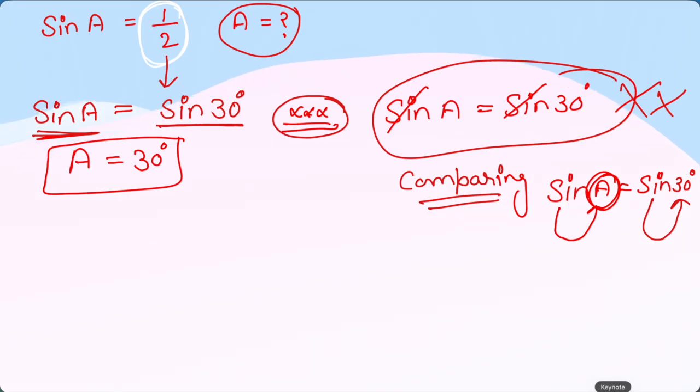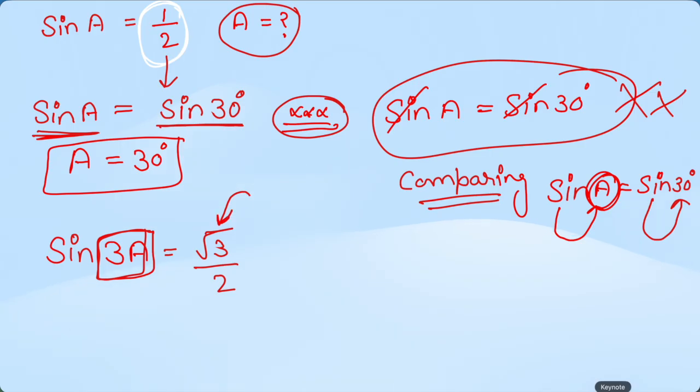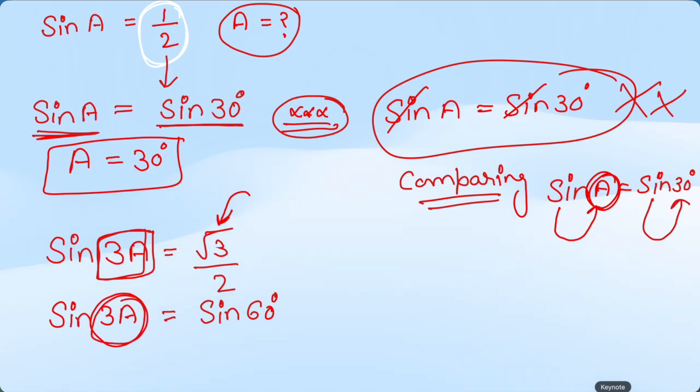Clear? Suppose one thing is given, that sine of 3A equals root 3 by 2. Now again compare. This 3A is the complete angle, right? What is that complete angle which gives me root 3 by 2? That is 60 degree. So sine of 3A equals sine of 60 degree. Again compare the angles. This 3A will be equal to 60 degree. So 3A equals 60 degree.